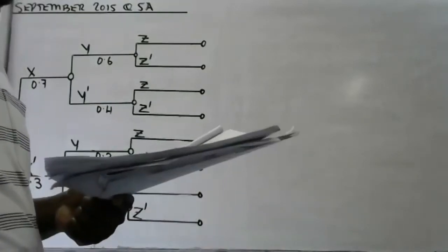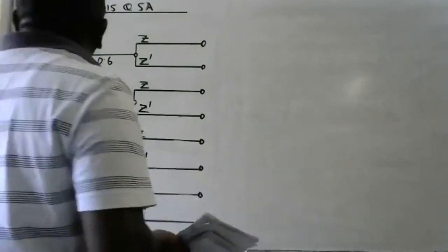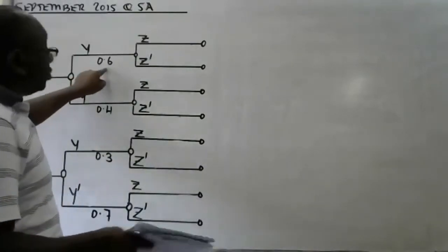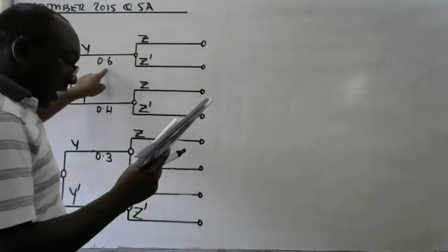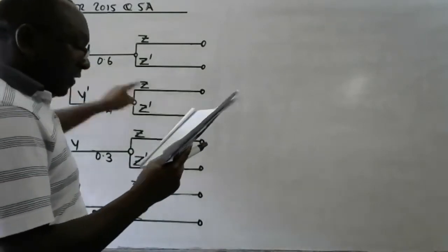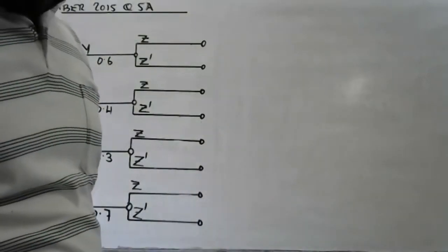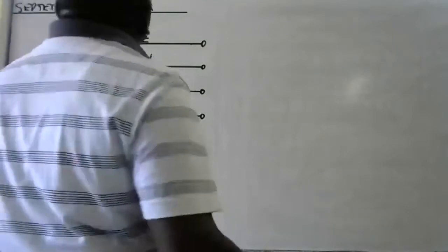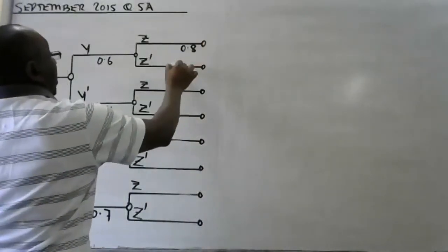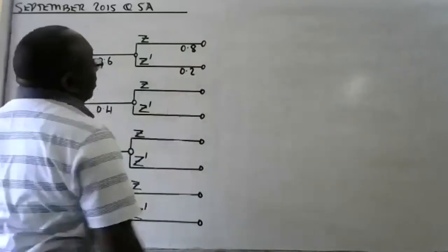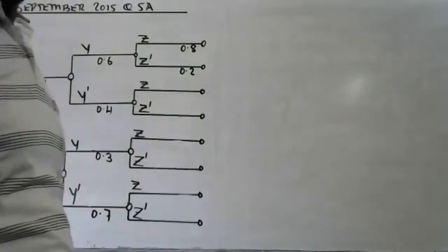Next. If component X and Y are in good working condition, X is working, Y is working, the probability that Z is in good working condition is 5 out of 6. So 5 divided by 6 is 0.8. You can make it 0.8. And then this one is 0.2 there. 0.8 and 0.2.